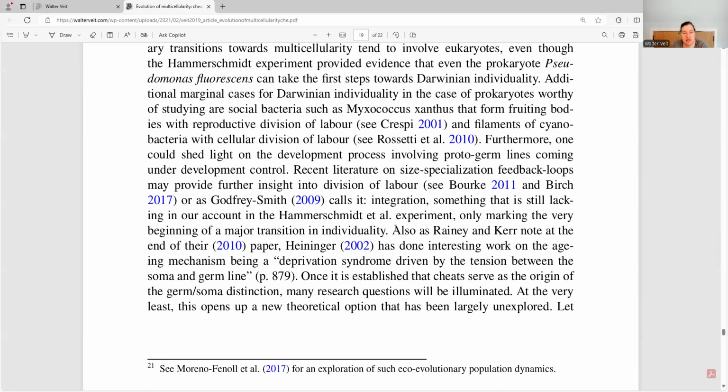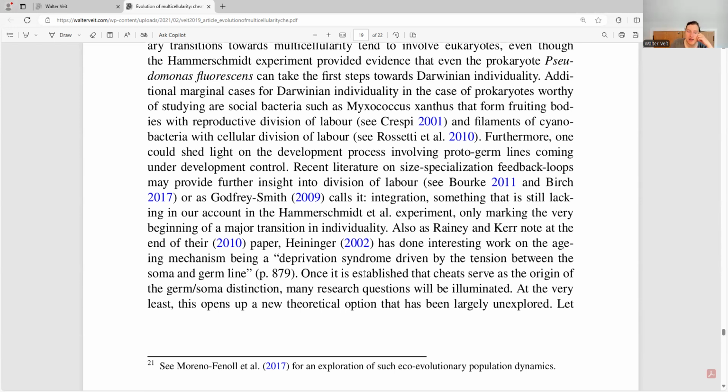Also, as Rainey and Kerr note at the end of the 2010 paper, Heininger 2002 has done interesting work on the aging mechanism, being a, quote, "deprivation syndrome driven by the tension between the soma and germline," quote end, page 879. Once it is established that cheats serve as the origin of the germ-soma distinction, many research questions will be illuminated. At the very least, this opens up a new theoretical option that has largely been unexplored.